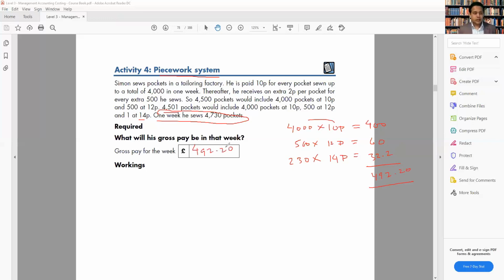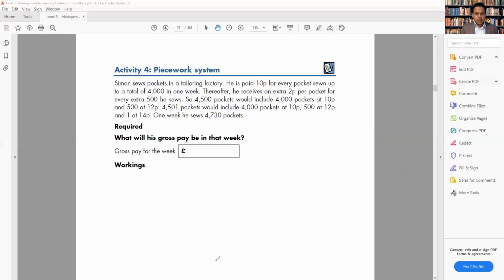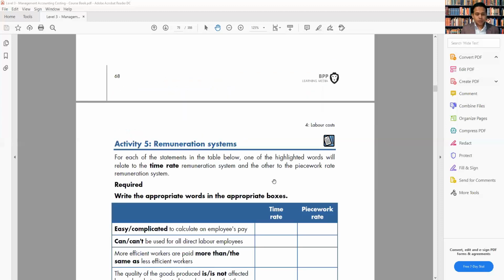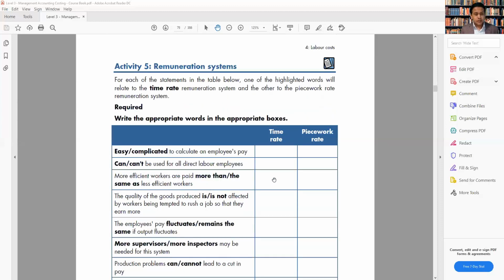Any question from here before we move to the next question? That's really straightforward, so it shouldn't be difficult. All right, let's move on to the next activity we have. This one is a theory-based course question, so let's quickly do that. So activity 5, remuneration system.